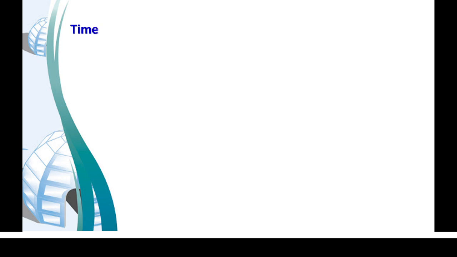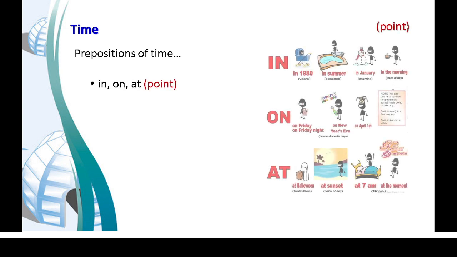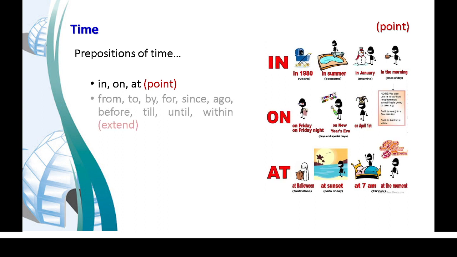This slide shows the preposition of time. We can use several prepositions to state time. Here I have classified those into two separate points. First one, in, on, at. These three prepositions are used to state a point of time. You can see the examples here.